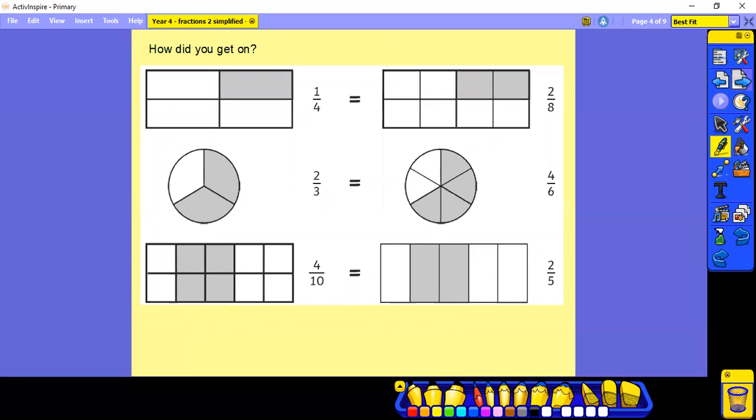So let's see how you got on. So we had 1/4, 2/3, 4/10, and 1/4 is the same as 2/8. 2/3 is the same as 4/6, and 4/10 is equivalent to 2/5.